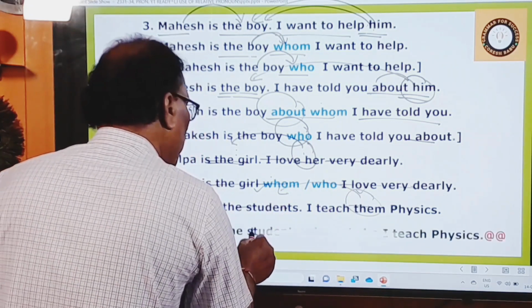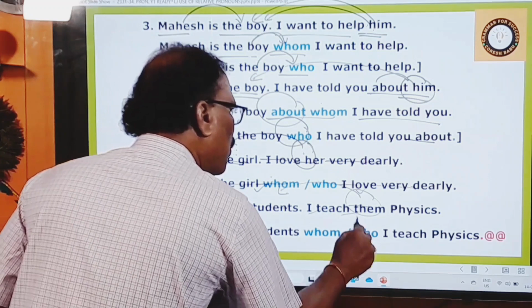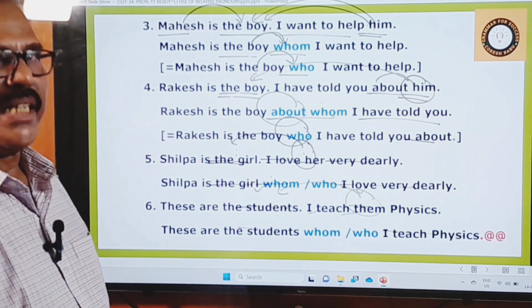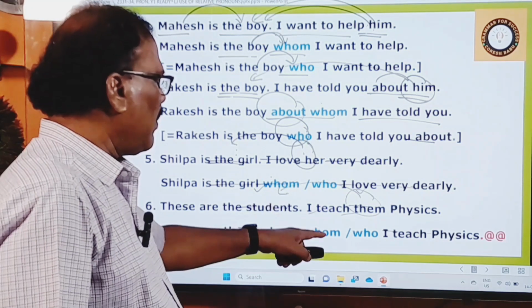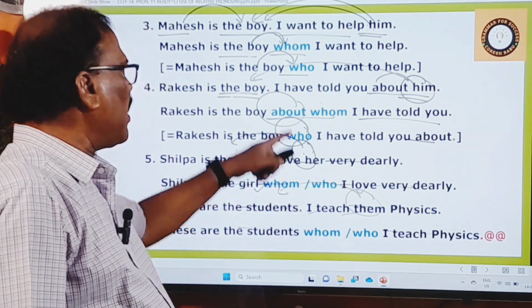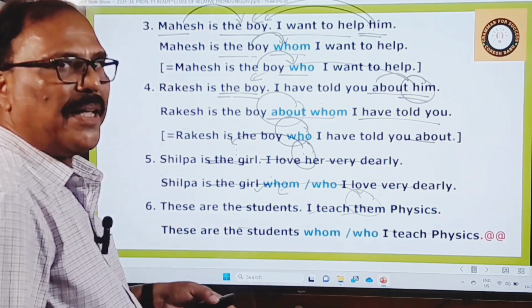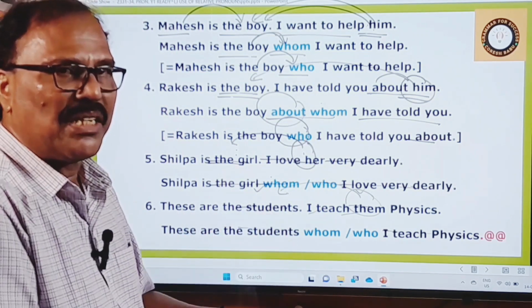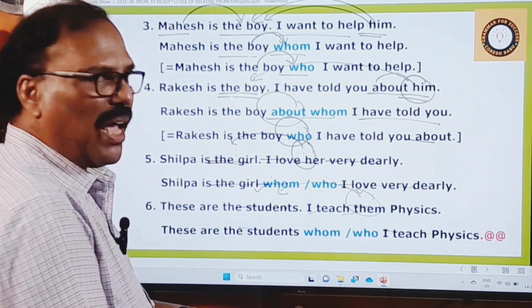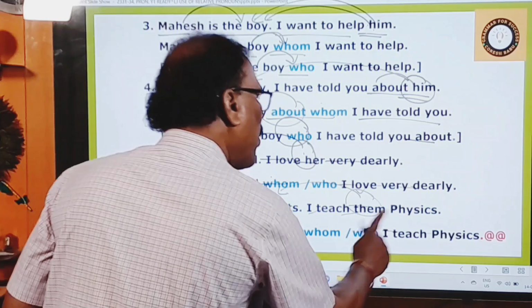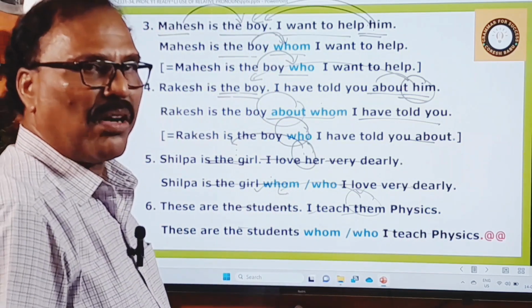And here, how? These are the students whom or who I teach physics. Whom I teach physics, who I teach physics. So two things are given here. I have clubbed these two things because here I have given them separately, but in these two examples I have given them together, in one sentence only, because for lack of space I have used it like that. Whom I teach physics is formal English. Who I teach physics, this is informal English, right?